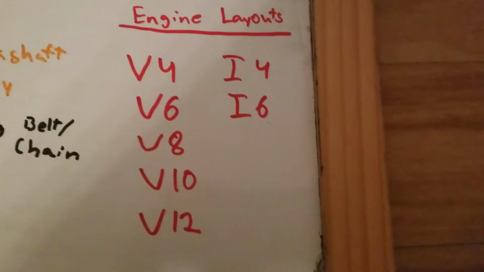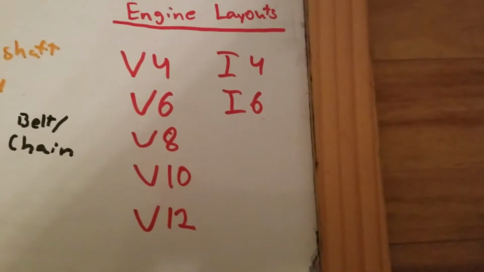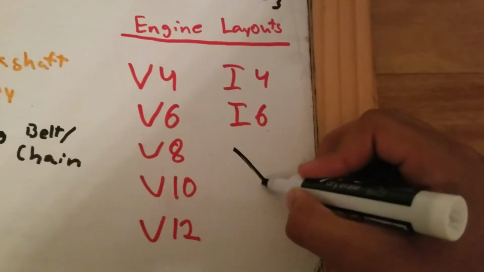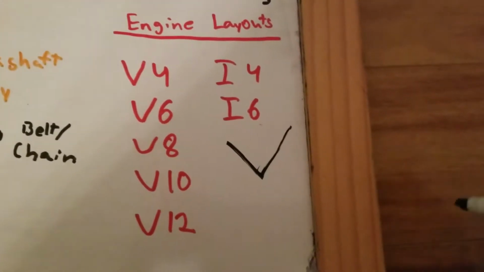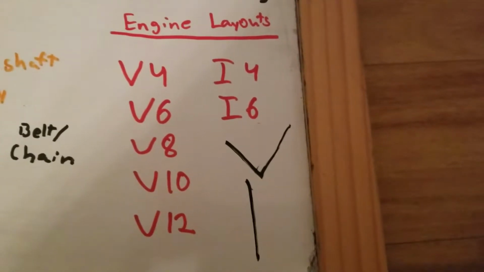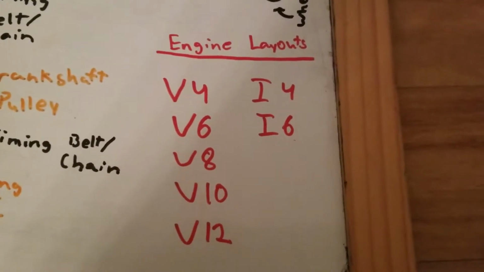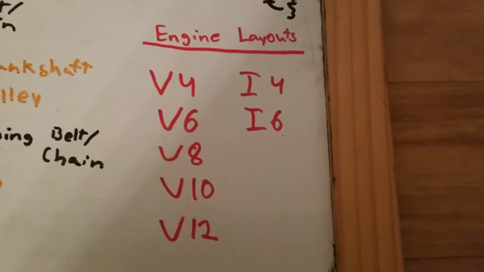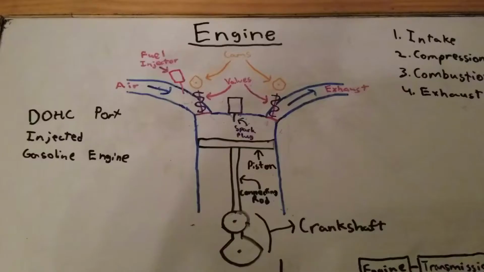A V8 has 8 cylinders, whereas a V10 has 10 cylinders. The V just means that the vehicle's engine cylinders are arranged in the form of a V. The I means that the vehicle's engine cylinders are in a straight line. V4 engines typically have really good fuel economy but don't make all that much power. V12 engines typically have really poor fuel economy but make lots of power.